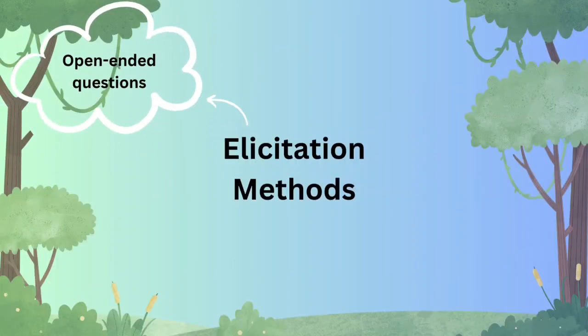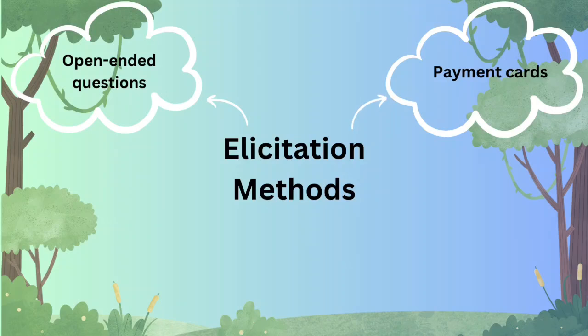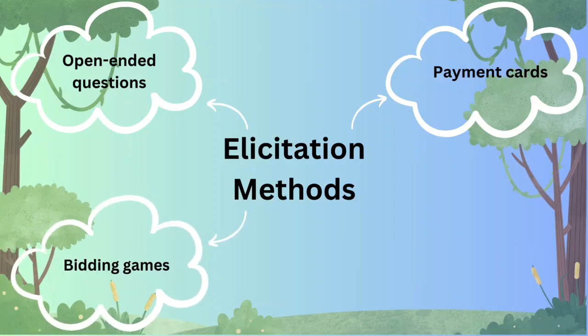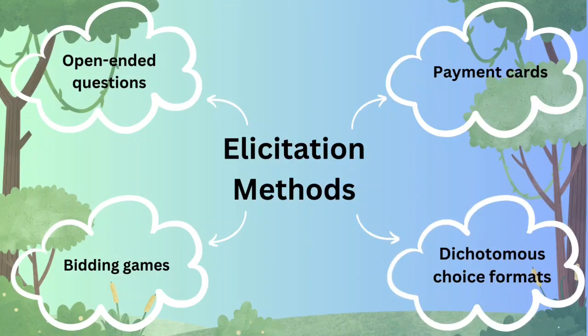Elicitation methods are crucial for gathering public preference in the contingent valuation method. These include open-ended questions, which allow respondents to freely state their willingness to pay. It also includes payment cards, offering a range of monetary values for respondents to choose from. Moreover, bidding games, where individuals are guided through iterative bids to determine their valuation. Lastly, the dichotomous choice format, where participants answer yes or no to specific payment scenarios.